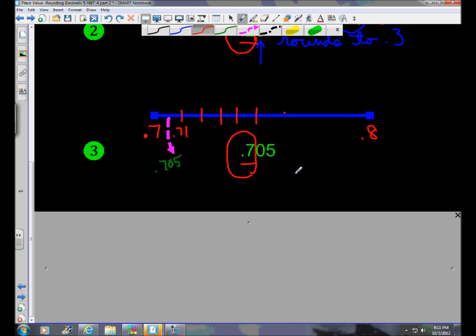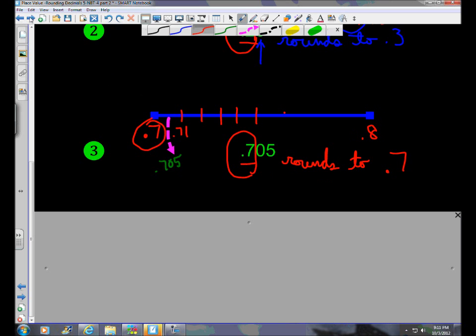705 thousandths rounds to 7/10 over here. 7/10, and there it is, because we're rounding to the nearest tenth. It is definitely nearest to 7/10, much farther away from 8/10.